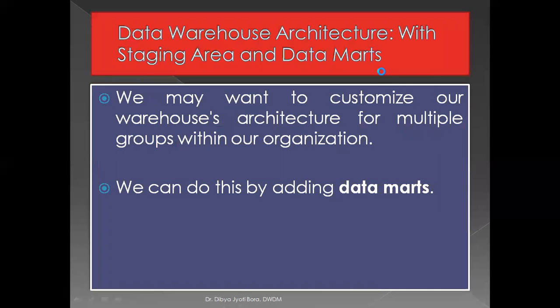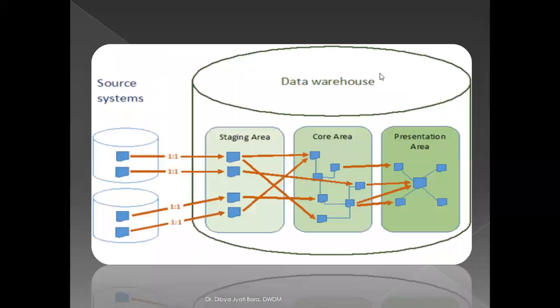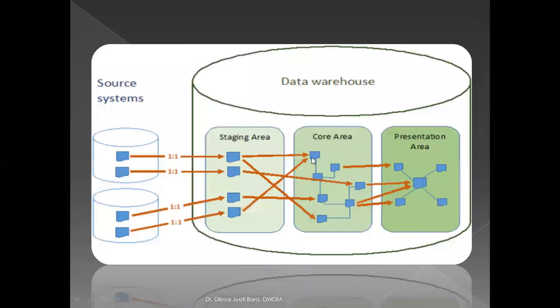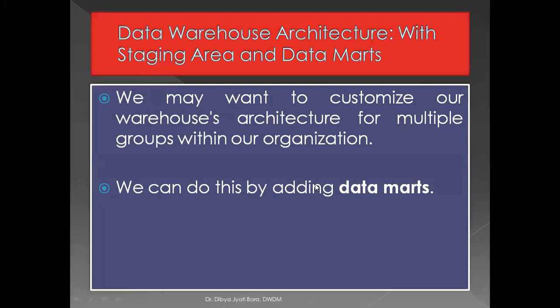Now, this was all about the data warehouse two-tier architecture. We popularly know it as data warehouse architecture with staging area or data warehouse architecture with landing zone. Okay, two-tier architecture. Remember this diagram well. Now let's come to the next one, that is the three-tier data warehouse architecture.